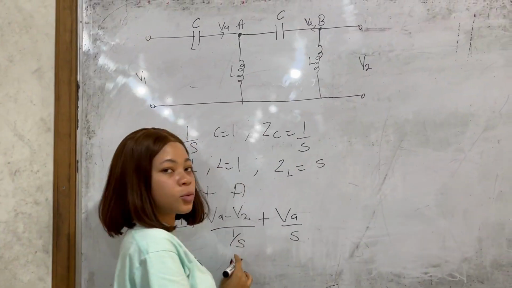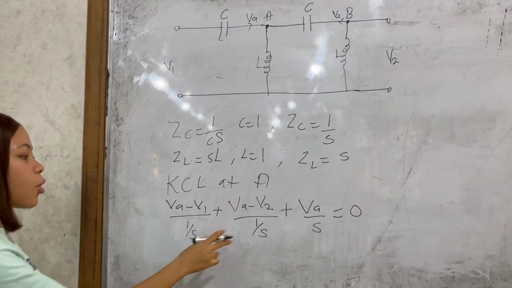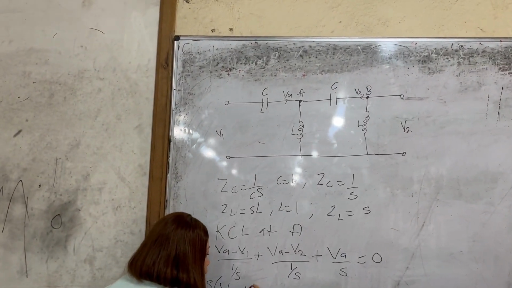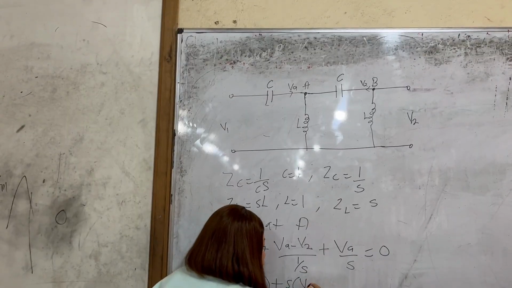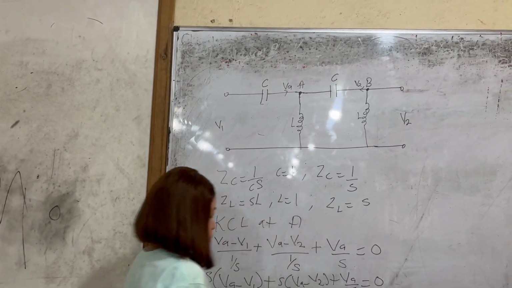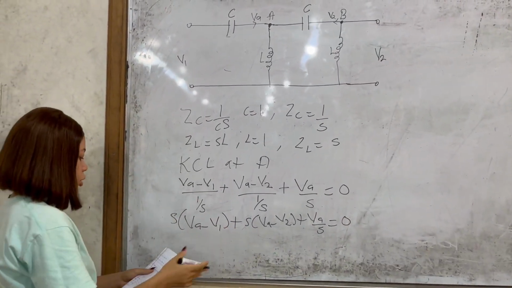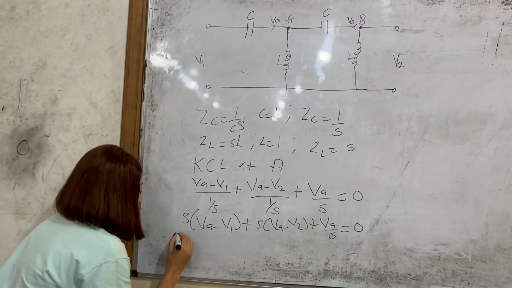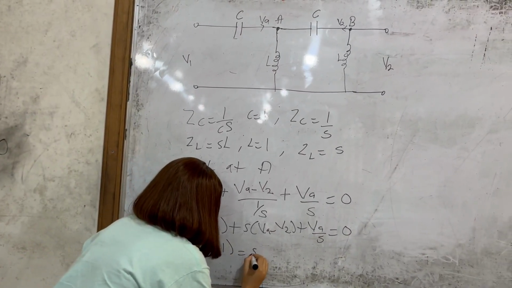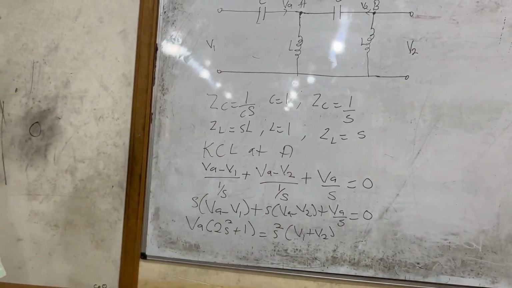And then, according to Kirchhoff's current law, you are supposed to equate all of these. They should all sum up to 0. So, simplifying this, we have S into bracket VA minus V1 plus S into bracket VA minus V2 plus VA over S is equal to 0. So, simplifying this, if we do the algebra, you should be getting VA into bracket S squared plus 1 is equal to S into bracket V1 plus V2. Thank you.